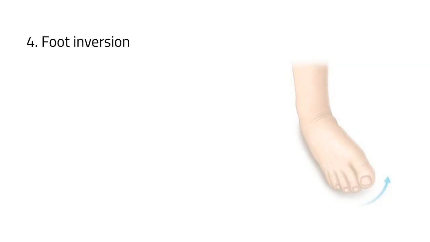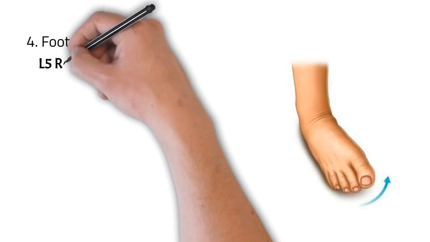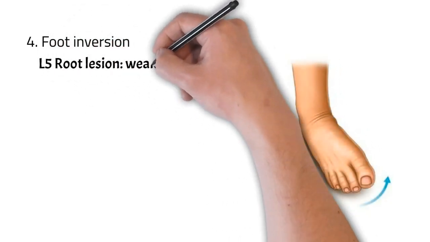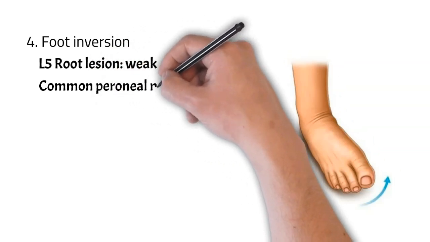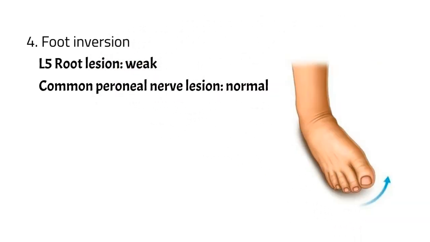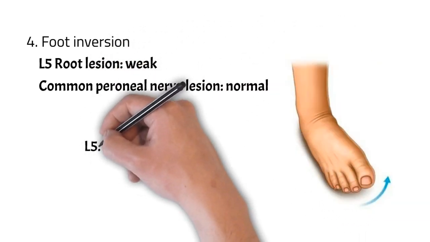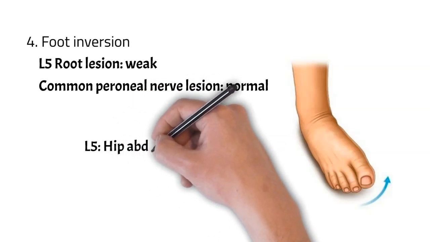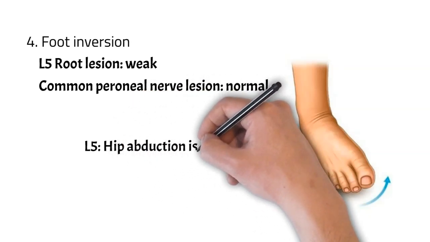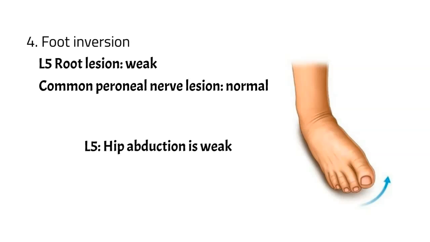The fourth and the most important movement for distinction is foot inversion, which is weak in L5 root lesion. However, it tends to be spared in a common peroneal nerve lesion. And apart from foot movements, hip abduction tends to be weak in L5 root lesion.